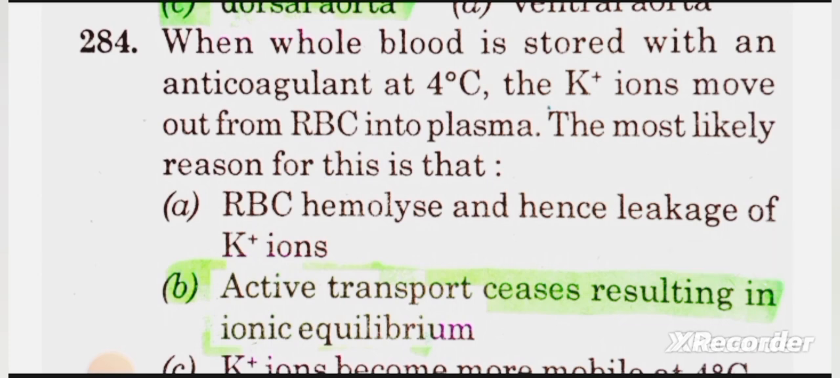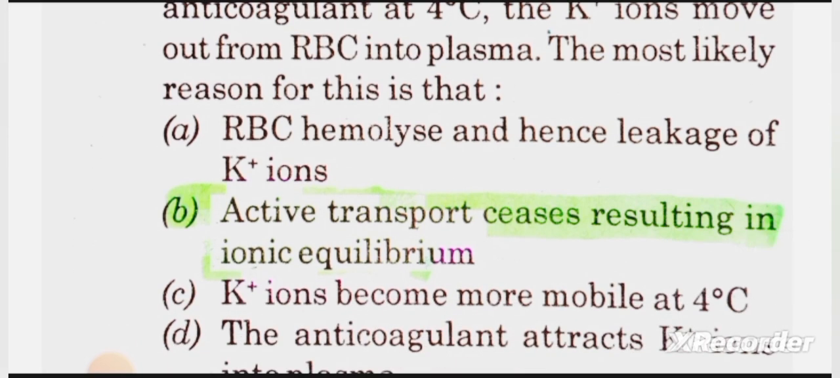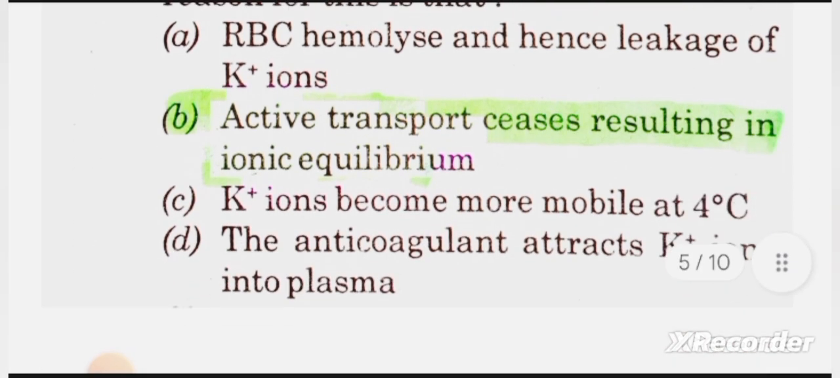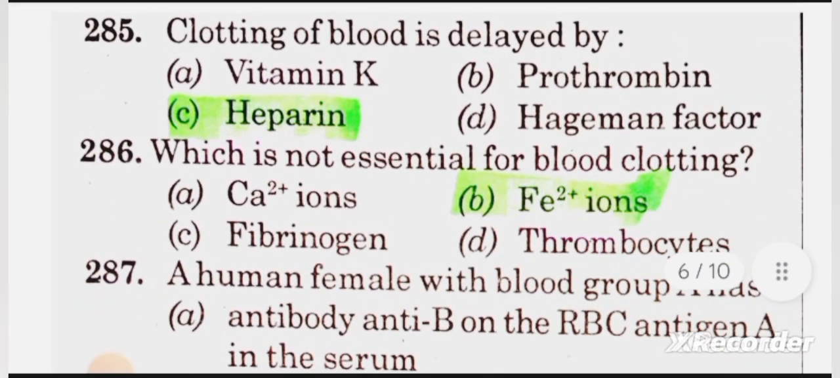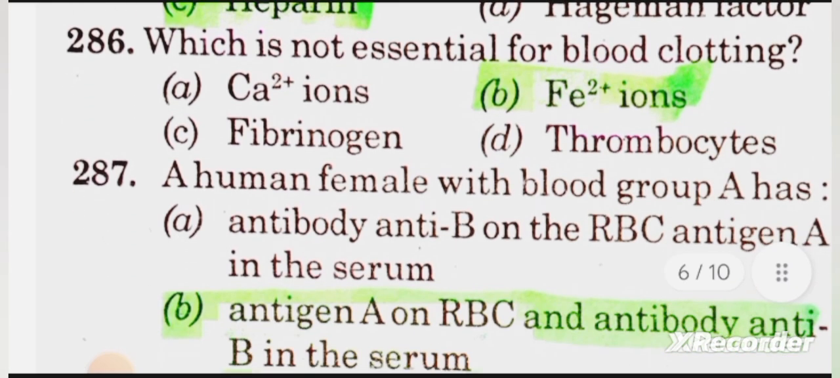Next, 284. When whole blood is stored with an anticoagulant at 4 degrees Celsius, the K plus ions move out from RBC into plasma. The most likely reason for this is that answer B, active transport ceases, resulting in ionic equilibrium. Next, 285. Clotting of blood is delayed by answer C, heparin. Next, 286. Which is not essential for blood clotting? Answer B, Fe2 plus ions.